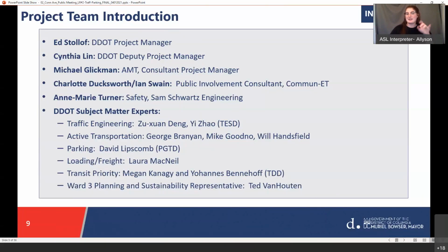We have a number of DDOT subject matter experts here this evening. From traffic engineering, Zushan Dang and Yi Zhao. Active transportation, George Branyon, Mike Goodnow, and Will Hansfield. Parking, David Litzcomb. Loading and freight, Laura McNeil. Transit priority, Megan Kanagi and Johannes Benhoff. And our Ward 3 planning and sustainability representative, Ken Van Houten.